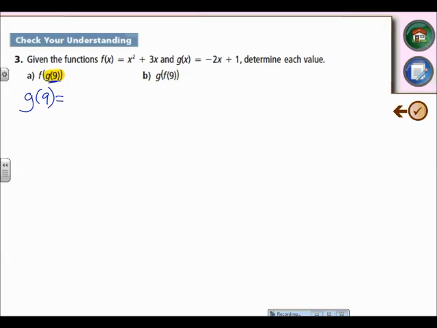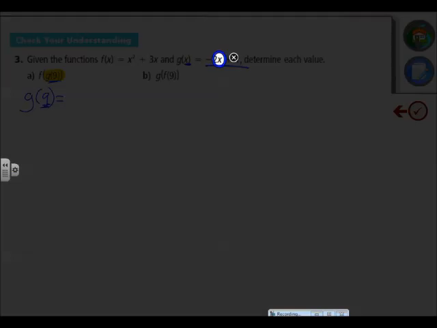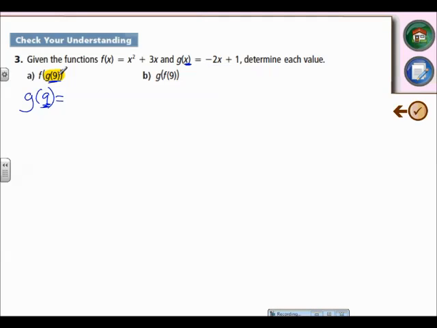So again, function notation says wherever you see an x, put a 9. So we're using the g equation. Wherever you see an x, put a 9 there. So -2 times 9 plus 1 equals -18 plus 1 equals -17. And now, f of g of 9 is equal to f of, well, let's just substitute the g of 9, that was -17. Substitute in.